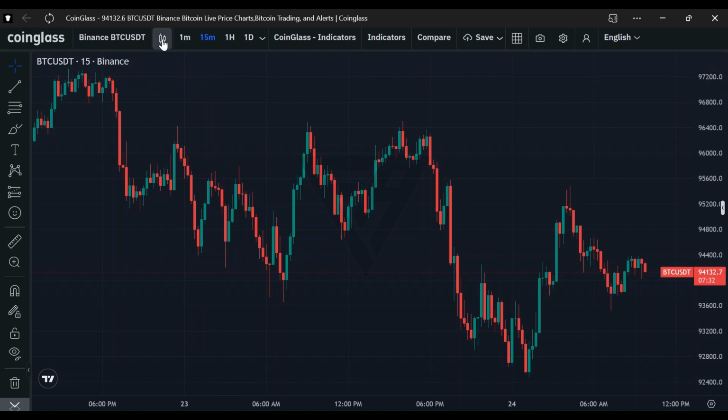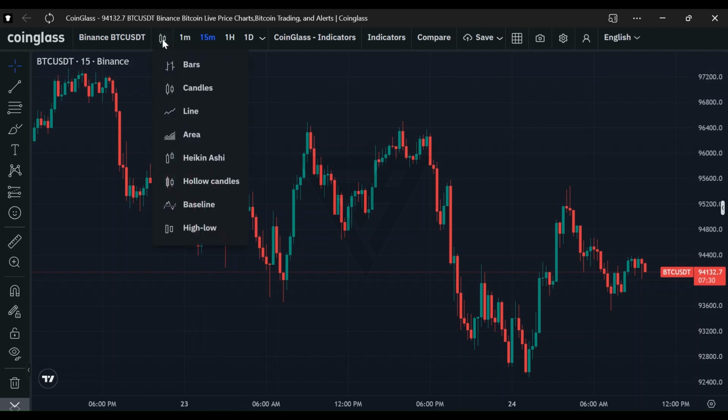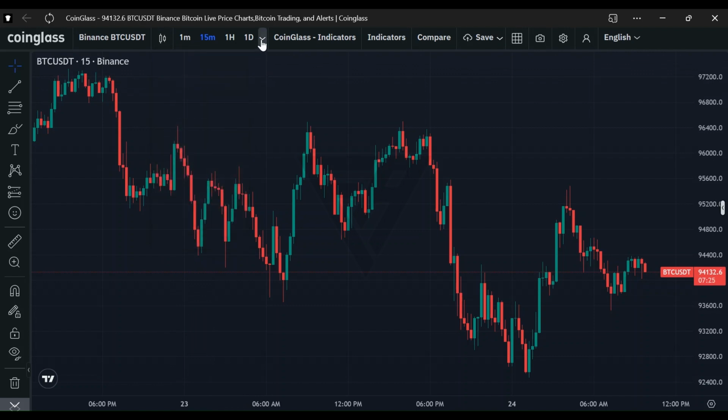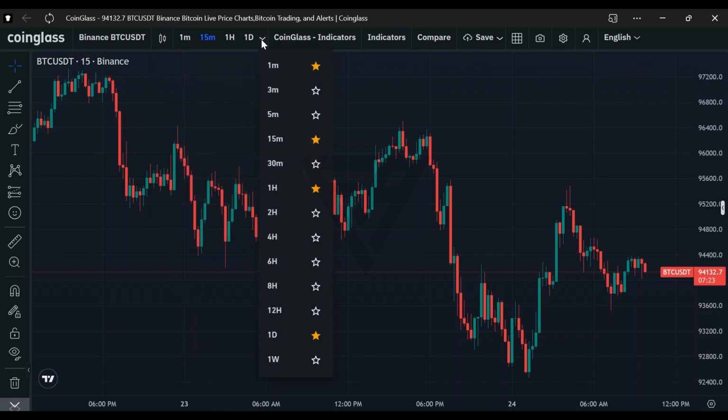Next here you can select the chart type, from bars to candles to lines. Next here you can select the different time frames. The time frames are supported from 1 minute up to 1 week.